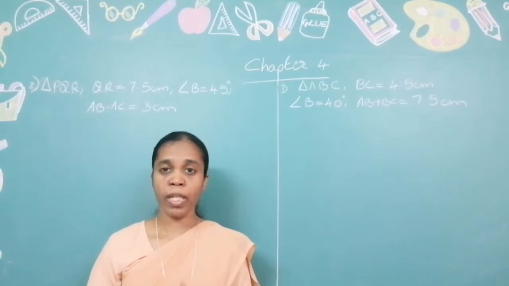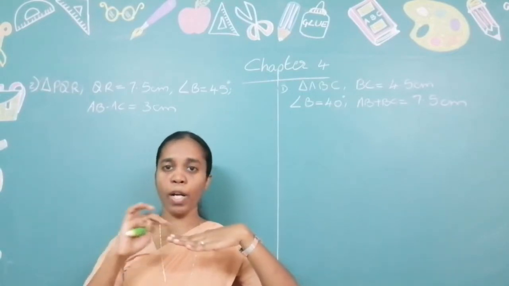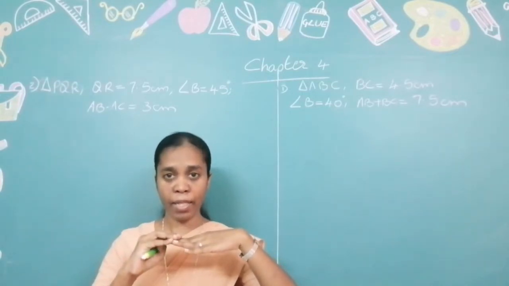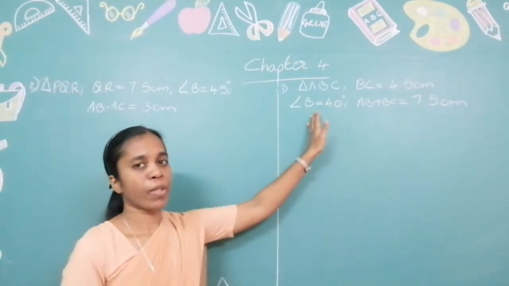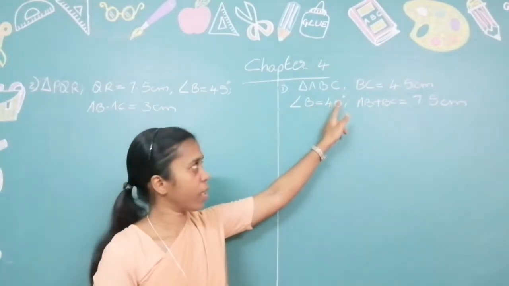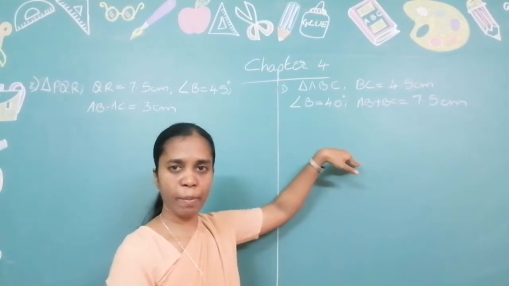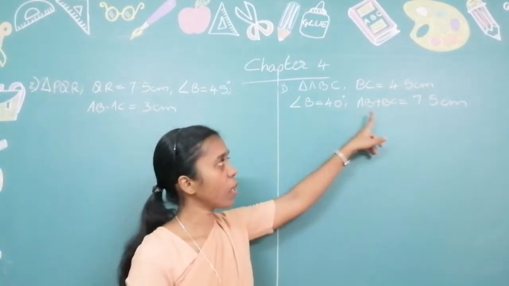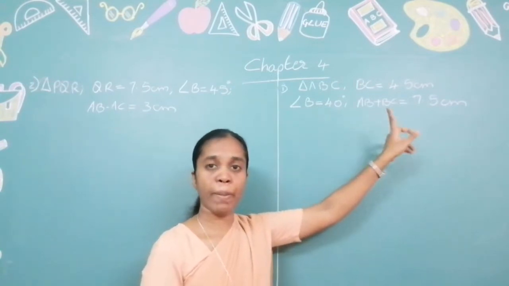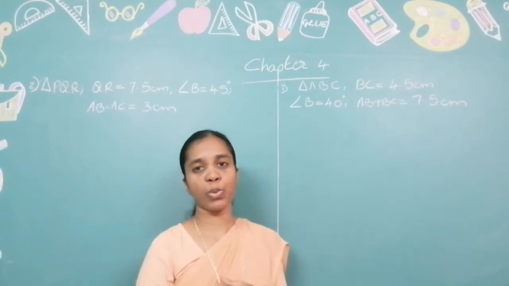Now, we are going to learn another 4 types of constructions, and what is given to us? We are given the base, one of the base angles and the sum of the other 2 sides. Look here, we have to construct triangle ABC in which BC is equal to 4.5. So, we will consider that as a base. One of the base angles is 40 degrees. What else is given to us? AB plus BC is equal to 7.5. That is the sum of the other 2 sides.